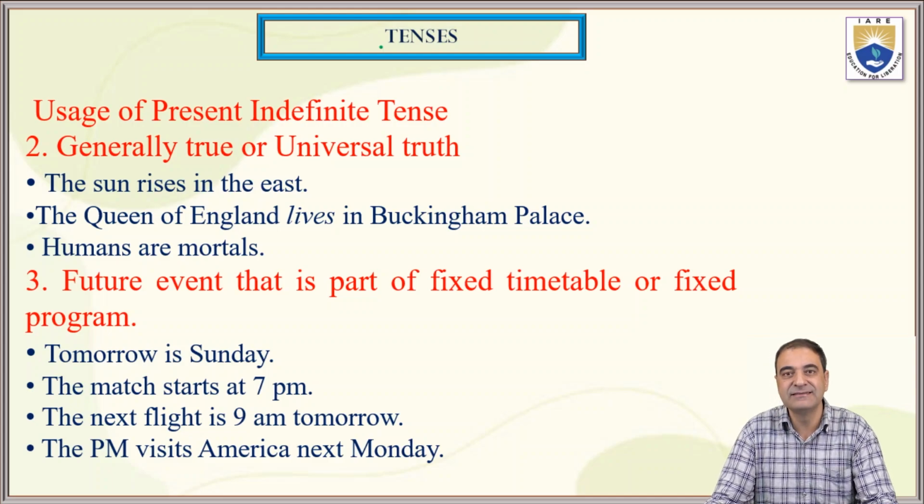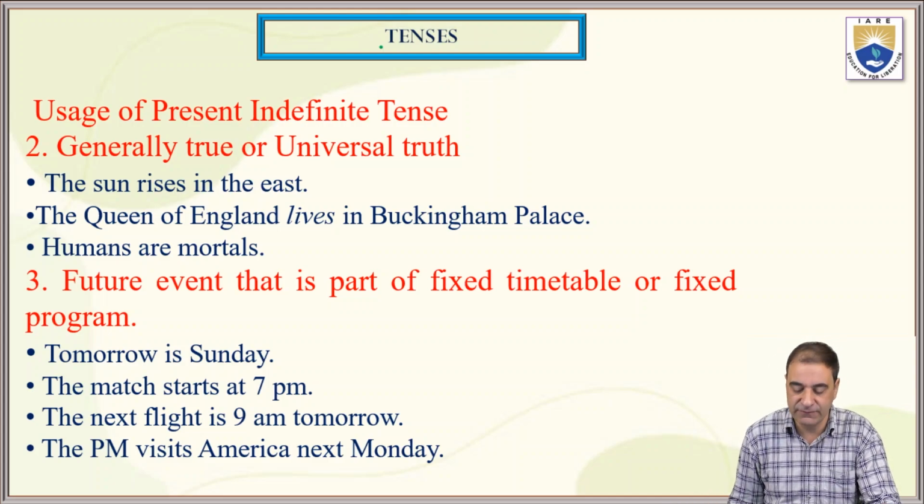The next flight is at 9 a.m. tomorrow. Again, I'm talking about the future, but the future that's part of a fixed timetable. For example, tomorrow 9 a.m. It's a future, but the tense is present. Or the Prime Minister visits America next Monday. Here again, if today it's Monday, I'm talking about the next Monday. Surely that's the future. But this is part of a fixed program. Here, I can use simple present to express this future event.